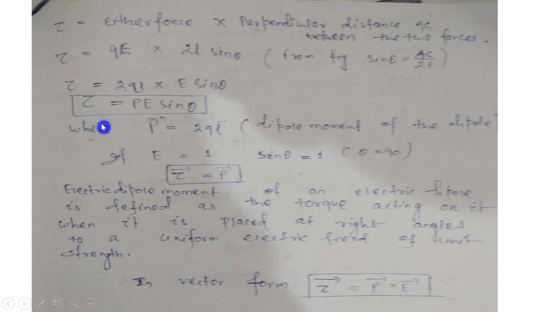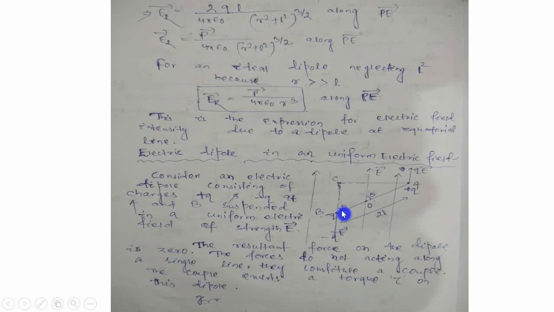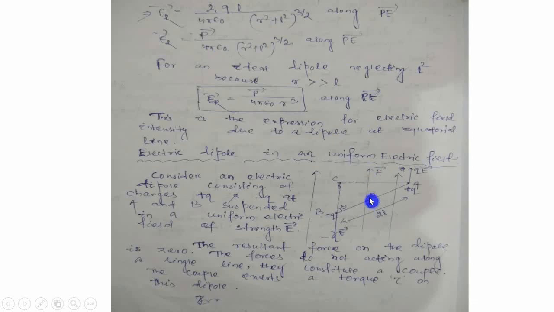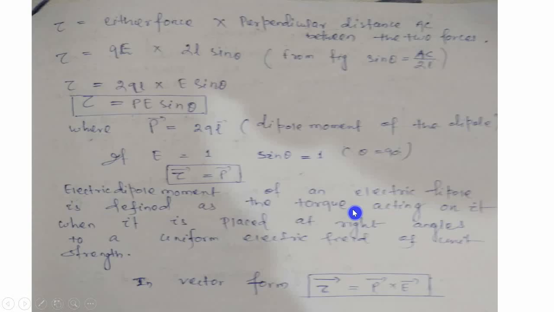From the figure, AC is the perpendicular distance between the two forces qE and minus qE. From the figure, sin theta equals AC by 2l, so AC equals 2l sin theta. We put that value, so tau equals qE into 2l sin theta. So it will become 2ql into E sin theta.